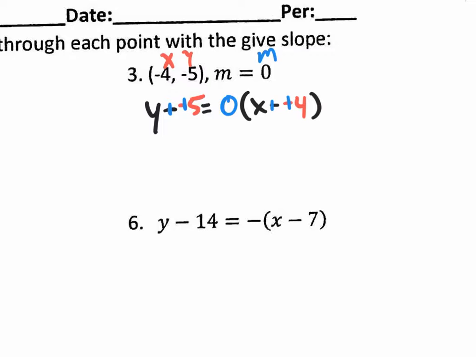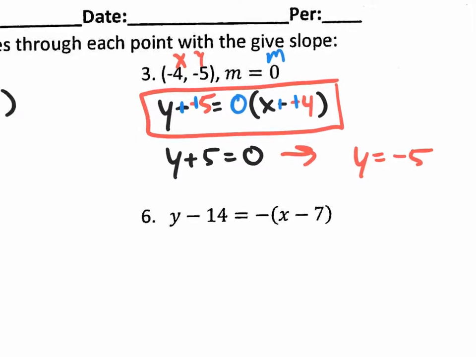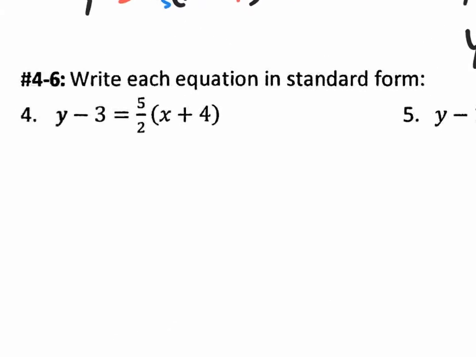But if you see this on the test, they might not even write it with the 0, because anything times 0 is 0, right? So they might not even write any of this over here. They might just write it as y plus 5 equals 0, maybe, right? Or they could also write it as y equals negative 5. But that would be slope-intercept. That wouldn't be point-slope. Or who knows, maybe they write it like this. Anyway, let's move on. The next section of the test says write each equation in standard form.